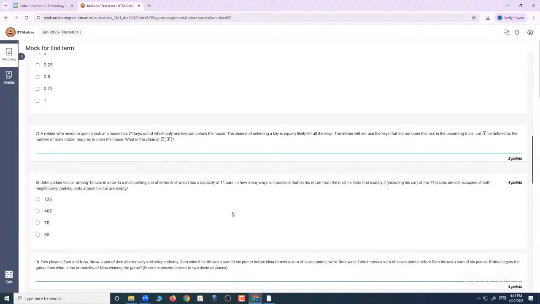So there is a parking lot having an 11 car capacity. When he returned from the mall, he finds that exactly 5 of the 11 places are still occupied. And the condition is that on either side of his car, the spot is empty. So what are the ways that this condition is possible? Think about it and tell me the answer.